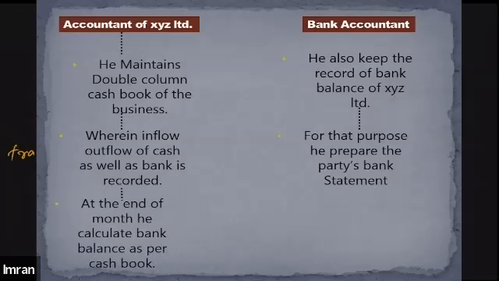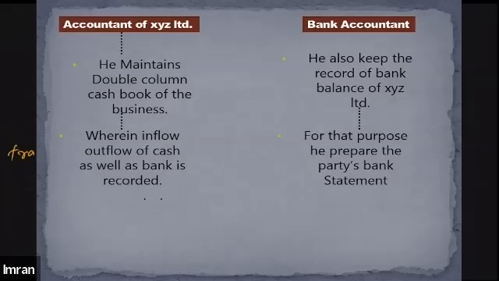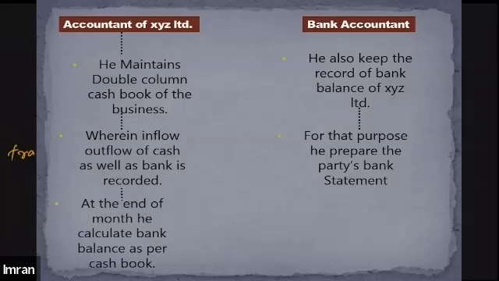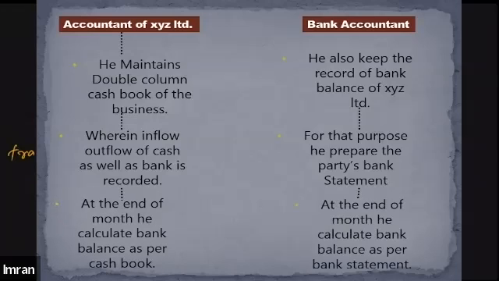Okay. Now what happens is that at the end of the month, he calculates the bank balance as per the cash book. Who calculates the bank balance as per the cash book? Obviously, the accountant of XYZ Limited will be totaling the balance at the end of the month as per the cash book. On the other hand, the bank accountant will be calculating the final value at the end of the month considering the party's bank statement. That basically means the bank accountant will consider the passbook or the bank statement to calculate the balance of the party at the end of the month. Similarly, the accountant of XYZ Limited will consider the cash book to find out the balance of cash in bank at the end of the month.